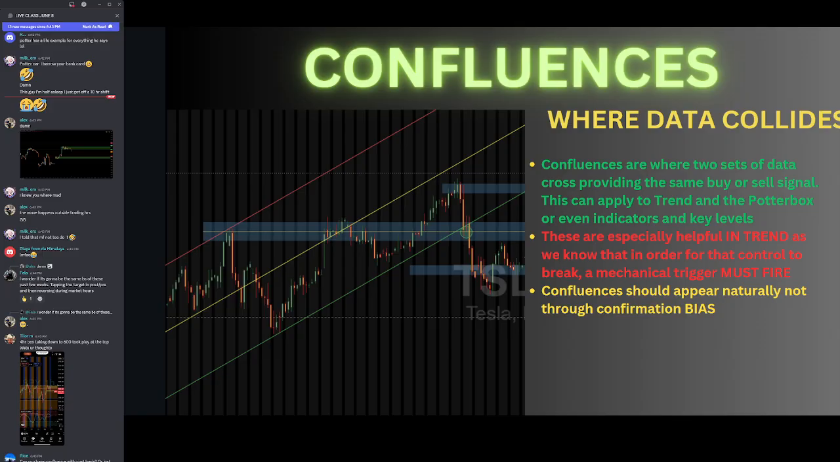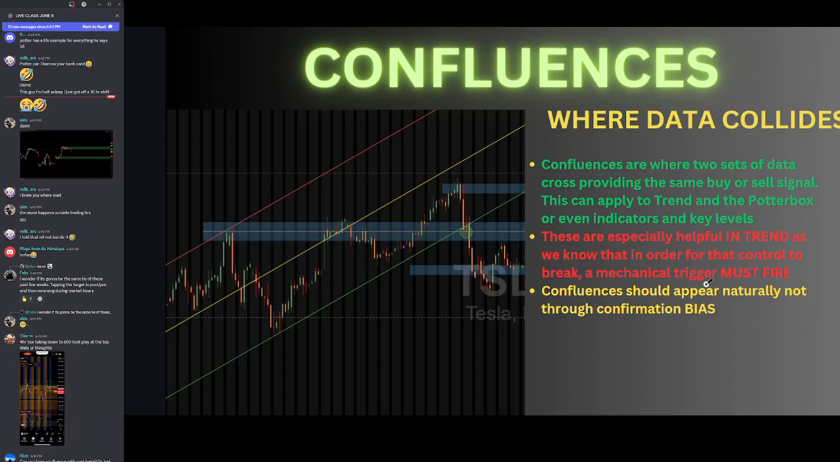Confluences are our next subject here, and we're going to get started on this. Where data collides, all right? Confluences are where two sets of data cross, providing the same buy or sell signal. This can be applied to trend or the Potter box, or even indicators and key levels, which I'm not recommending. But yeah, your moving average could line up directly with a target that you have on the actual chart. Cool, right? A confluence exists outside of just what I do. A confluence is just where two sets of data collide.